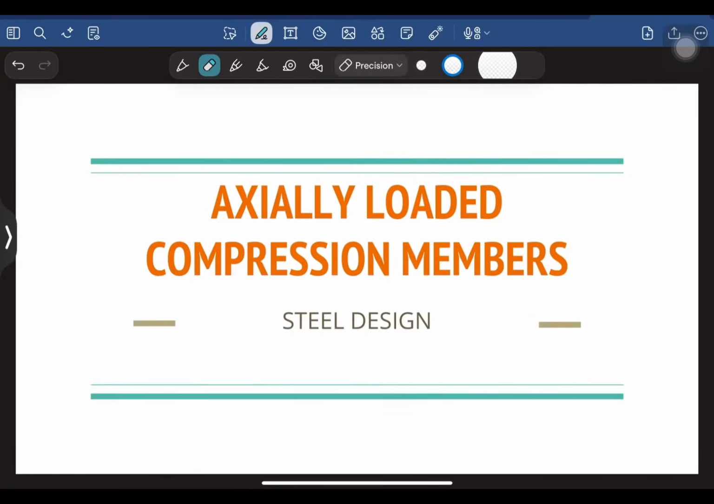Hi class, so let's have a few more examples of axially loaded compression members. For the following problems, we will not check whether the section has slender or non-slender elements. We'll assume there are no slender elements for now. However, it's important to remember that in real design, we must always check for slender elements because if a part of the section is too slender, it may buckle locally.